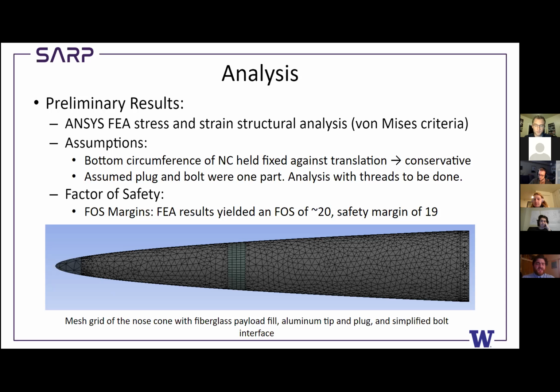When we ran these simulations, we got a factor of safety of about 20, or a safety margin of 19, which is well within margin. At the bottom you can see the mesh that we made. It's triangular, but we would desire to make a hex mesh, or a hex dominant mesh with quadrilaterals, but we were having some issues designing that mesh. Next slide, please.